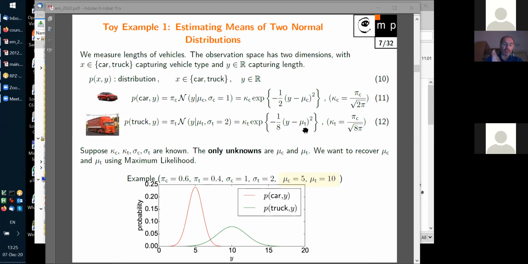Now, in the example, we have used mean car length 5 meters, mean truck length 10 meters. So here you see the distribution, and for probability of cars 60% and trucks 40%, these will be the joint probabilities. These are joint. And if we saw the y distribution, it would be the sum of these red and green curves.